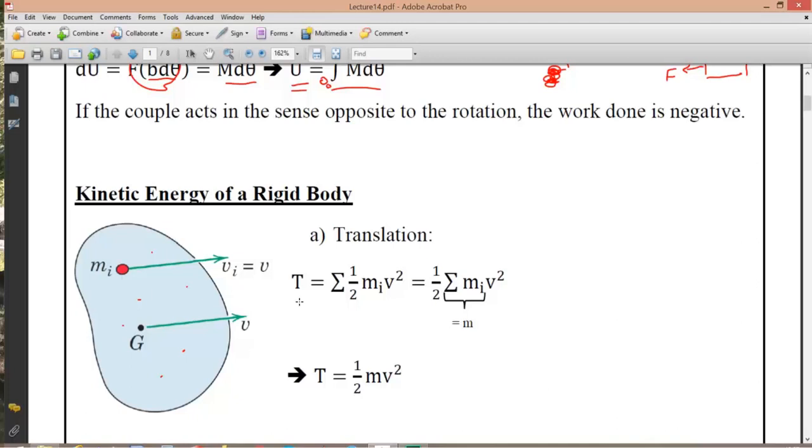Therefore, the total kinetic energy of this rigid body will be calculated by the summation over all the particles, which have the same velocity. So there is no subscript here as v_i, because they have the same velocity. As a result, this is just a summation of the mass, the total mass, and the kinetic energy is calculated the same as you would have for a particle.